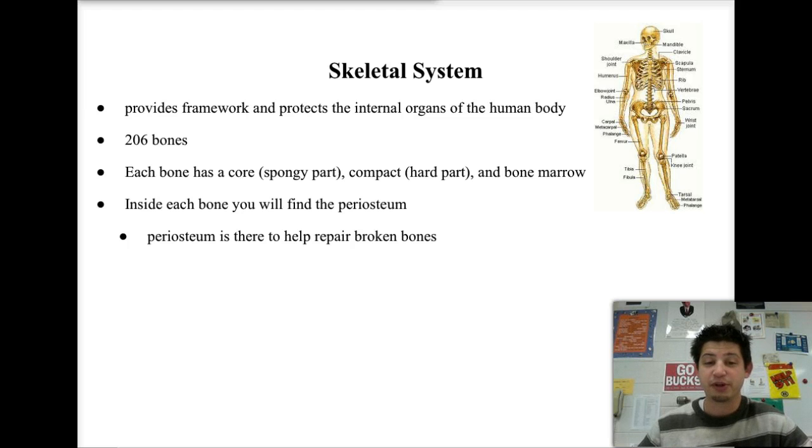And then inside each bone, you're going to find what is called the periosteum. And the periosteum is there to help repair broken bones. How many of you have had broken bones before? And how many of you have had a cast? When a doctor puts you in the cast, they set the bone, place you in that cast, and the periosteum is going to come in and do its work. It's like a bridge from point A to point B, and it fills in the gap. So that way, 6 weeks later, when the doctor removes that cast, the bone is completely healed.